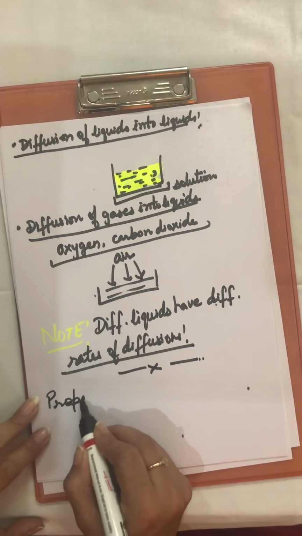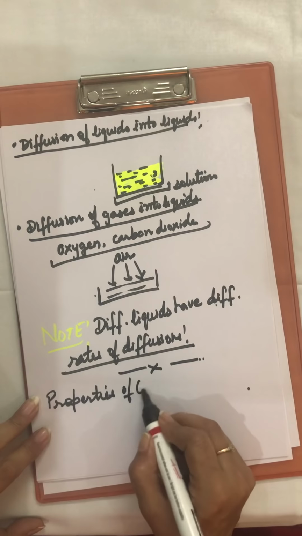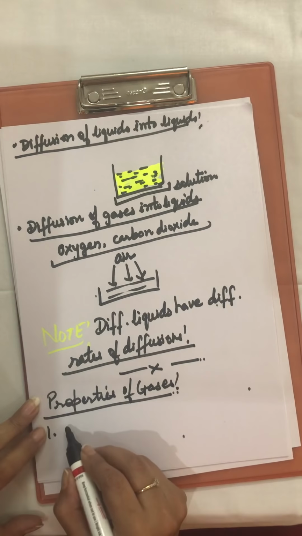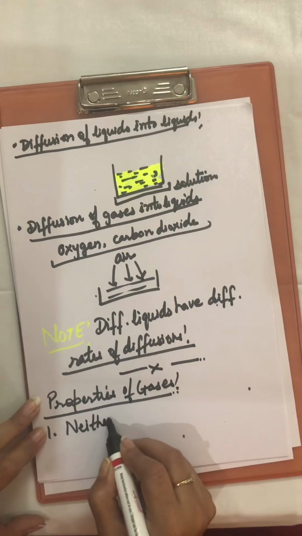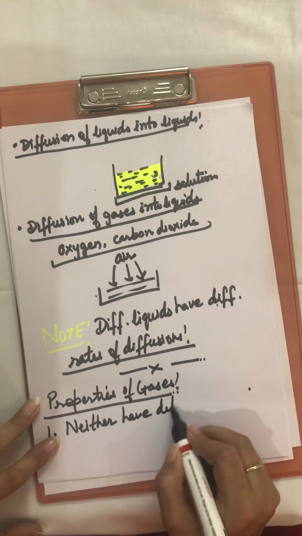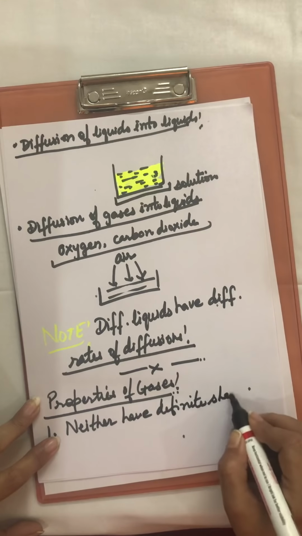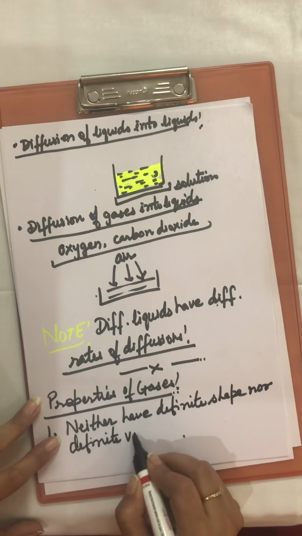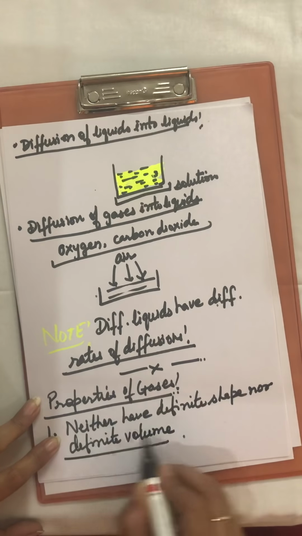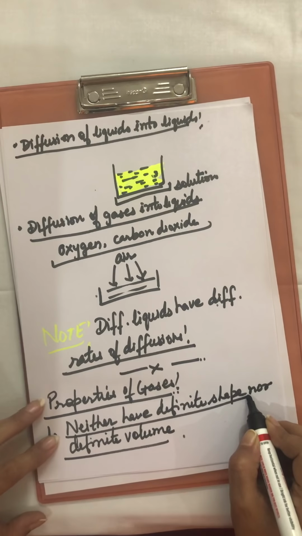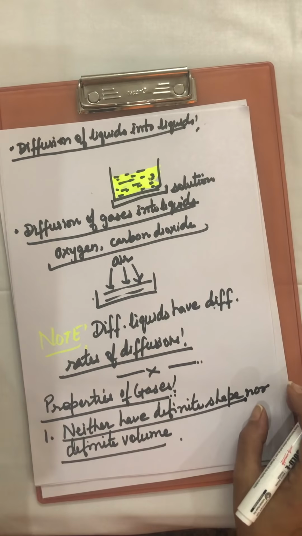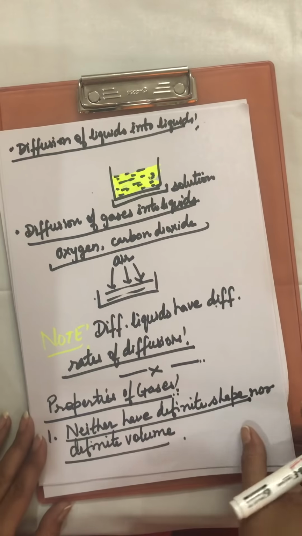Now we are moving on to the properties of gases. First property of gases: gases neither have definite shape nor definite volume. Their shape and volume are not fixed. Gases take the shape and the volume of the vessel in which we are storing them.